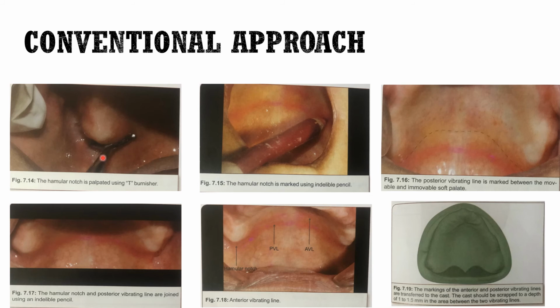Then the posterior vibrating line is marked using a pencil by asking the patient to say ah in a non-vigorous manner. First you palpate the hamular notch with a T-burnisher, then you mark the hamular notch, and after that you record the posterior vibrating line. The posterior vibrating line is marked between the movable and immovable soft palate, so it is slightly movable soft palate.